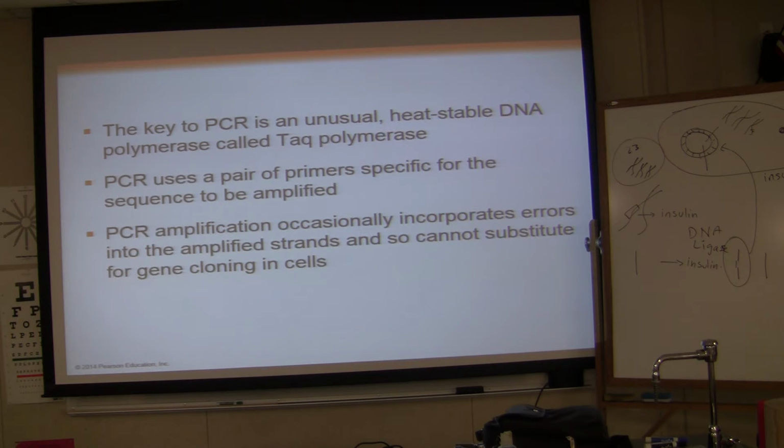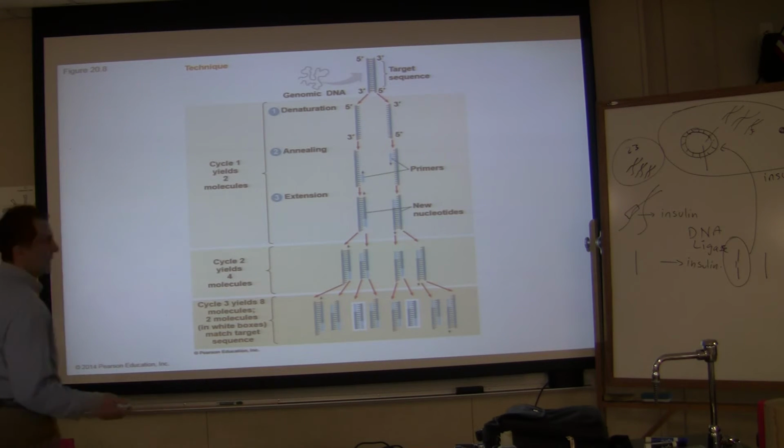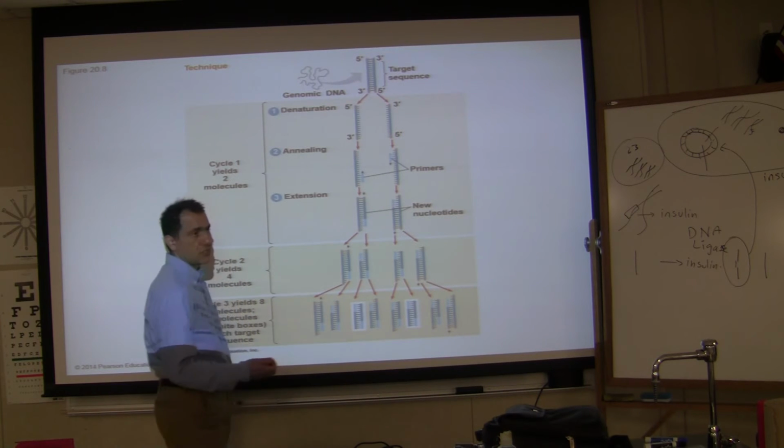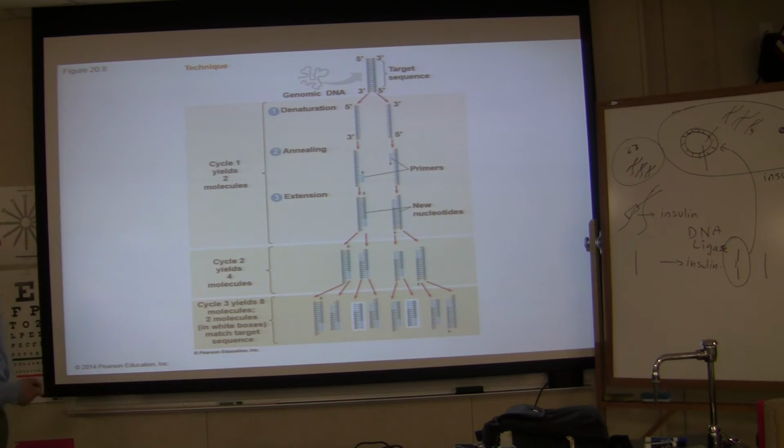Okay, the key to PCR is an unusual heat-stable DNA polymerase called Taq polymerase. PCR uses a pair of primers specific for the sequence to be amplified. PCR amplification occasionally incorporates errors. Sometimes you have errors in the amplified strands, and so it cannot be substituted for gene cloning in the cell. So sometimes it happens, but it's rare. There are checkpoints that can catch that. The scientist, again, with gel electrophoresis, can do that. But anyhow, let's stick to the facts.